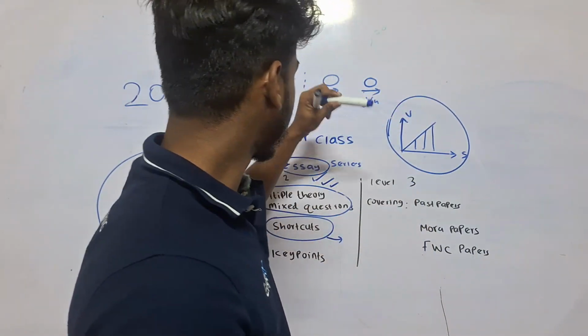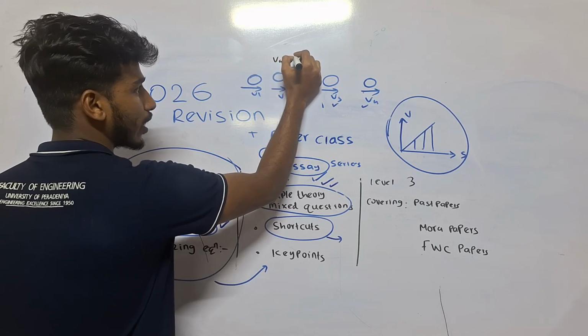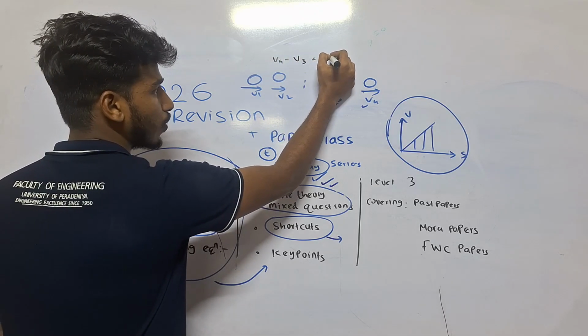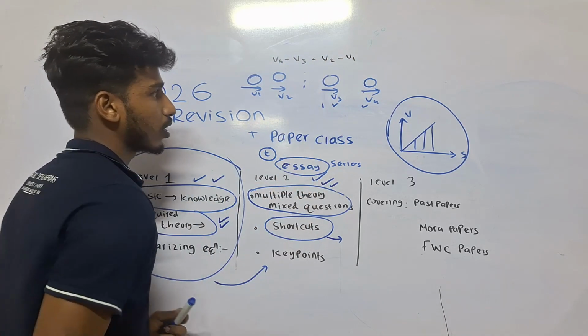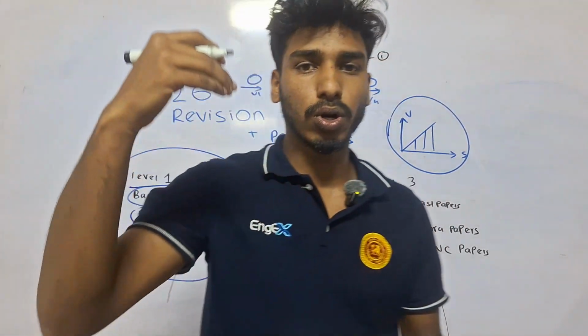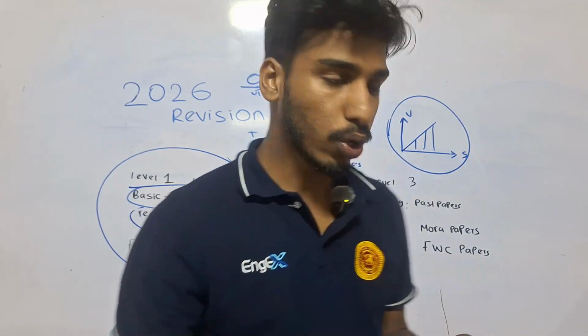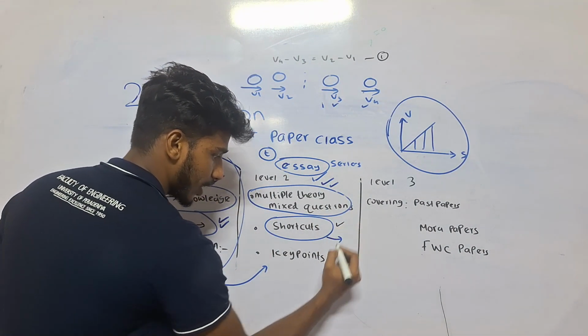So instead of trying this way, you can use a shortcut such as V4 minus V3 is equal to V2 minus V1. This is one such equation. And after using the conservation of momentum, you can straightforwardly find an answer. So such shortcut questions can be discussed under here.